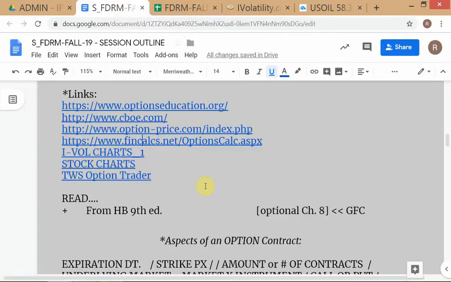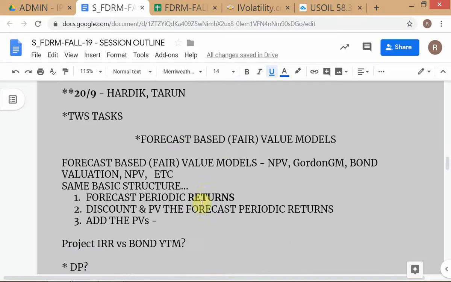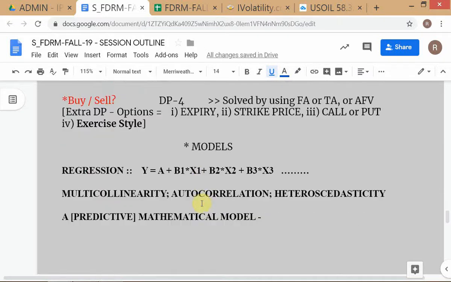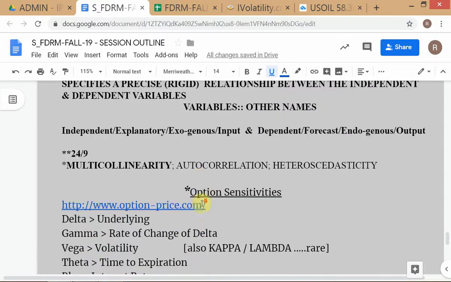Okay. So I need to make a correction from yesterday. We had this discussion, and I made a mistake yesterday. I used the wrong term. So we'll just talk about it from today.